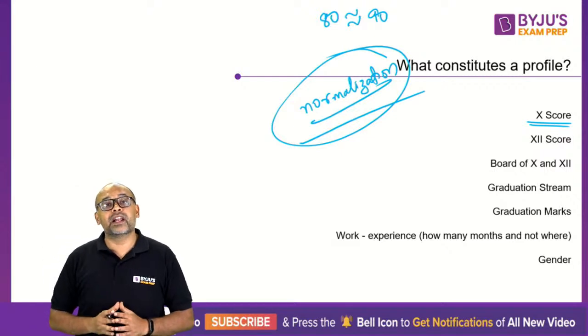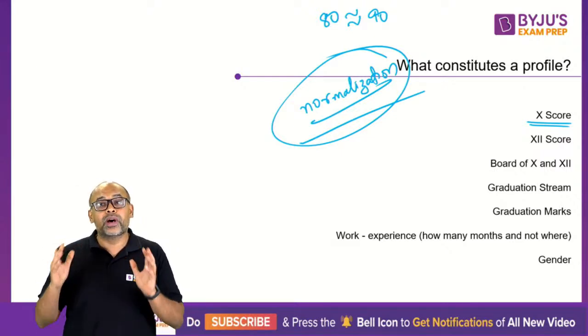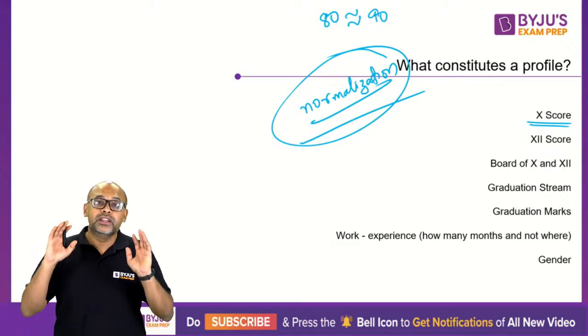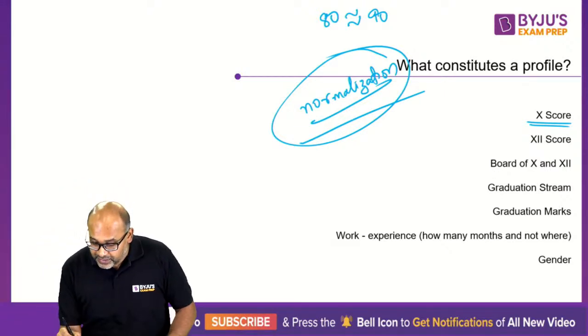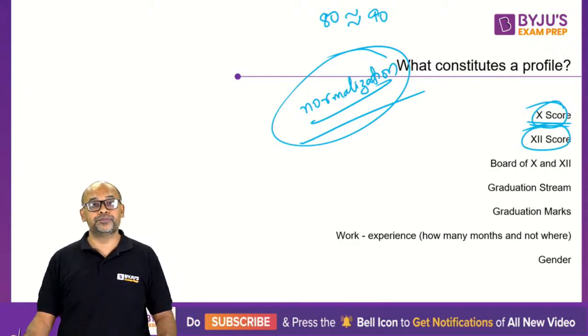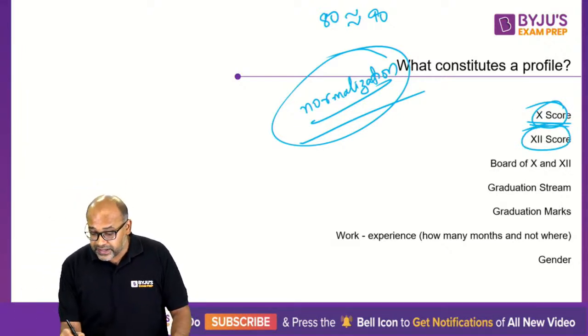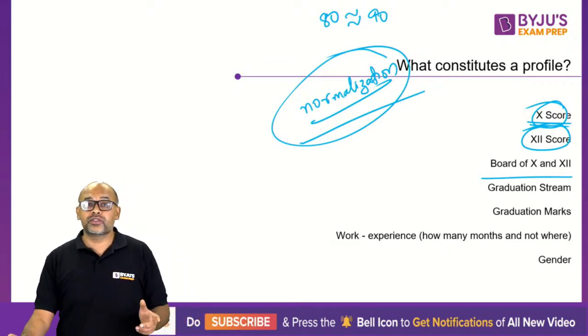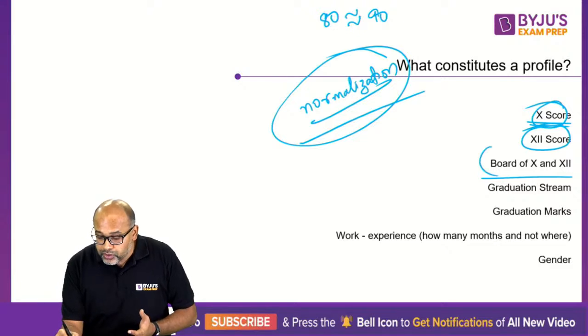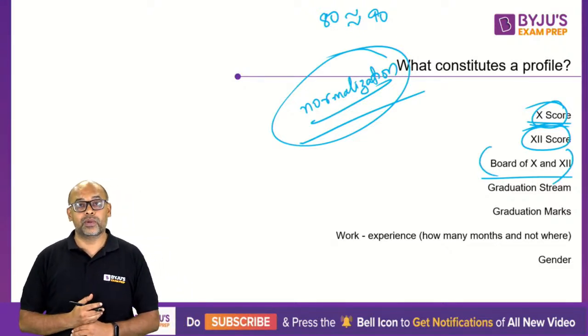So that data is what they have. So don't worry whether your board is going to play a negative role for you. It does not. They take care of that. But yes, the score you get matters. Similarly for your 12th score also. And as I already mentioned, it is not just the score, it's a combination of score and board. So the board that you are from does matter, 10th and 12th.